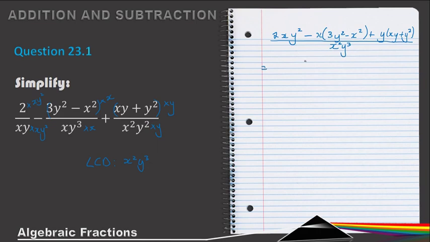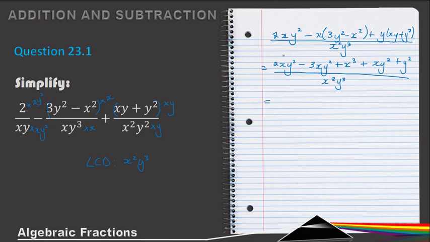Now for the next step, we simplify the numerator. So here we just have 2xy squared. This x multiplies in. We have minus 3xy squared, and then minus times a minus becomes a plus, and that's x cubed, and then plus xy squared plus y cubed, still over x squared y cubed.